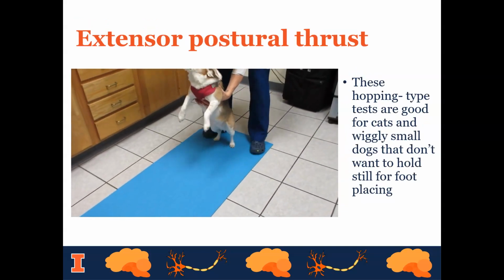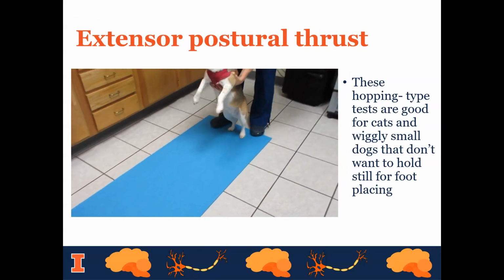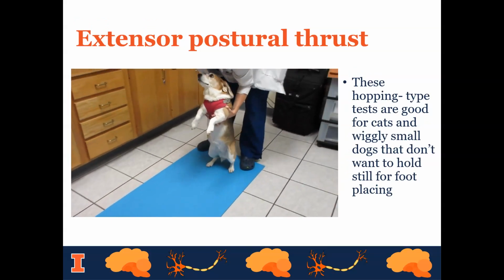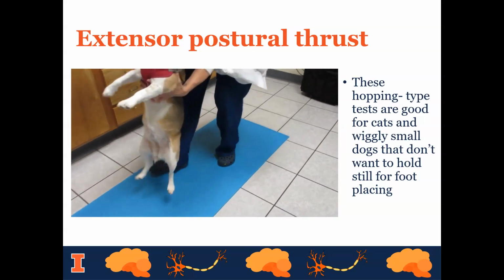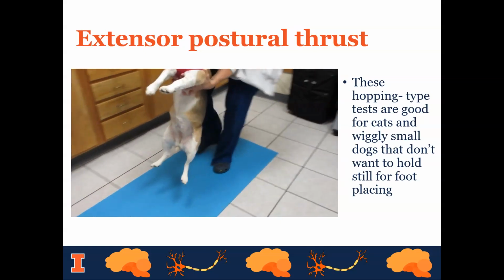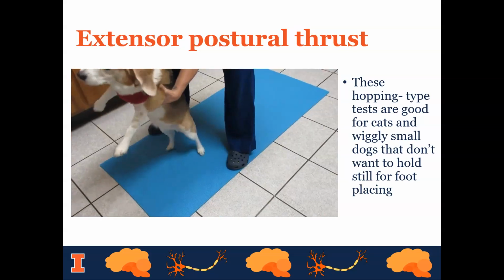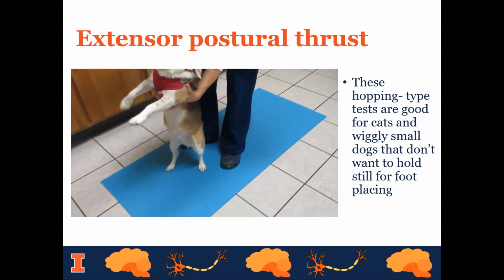Extensor postural thrust is a great test to use for wiggly little dogs and cats, where we can pick them up, make sure their feet engage with the ground, and then smoothly swing them backwards for this stepping motion. You want to see rhythmic stepping that's symmetrical in both feet. And again, we're looking, can they step? And if they are, are they nice and symmetric, or is one weaker and slower than the other?